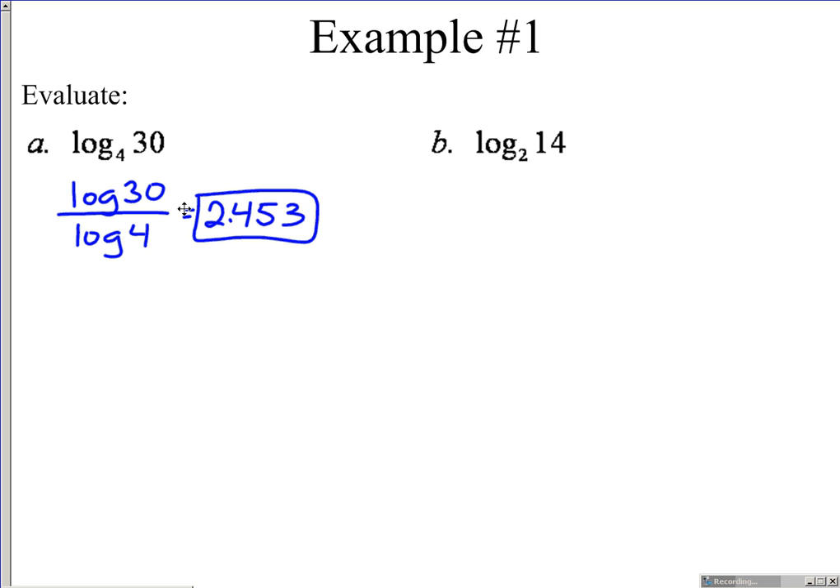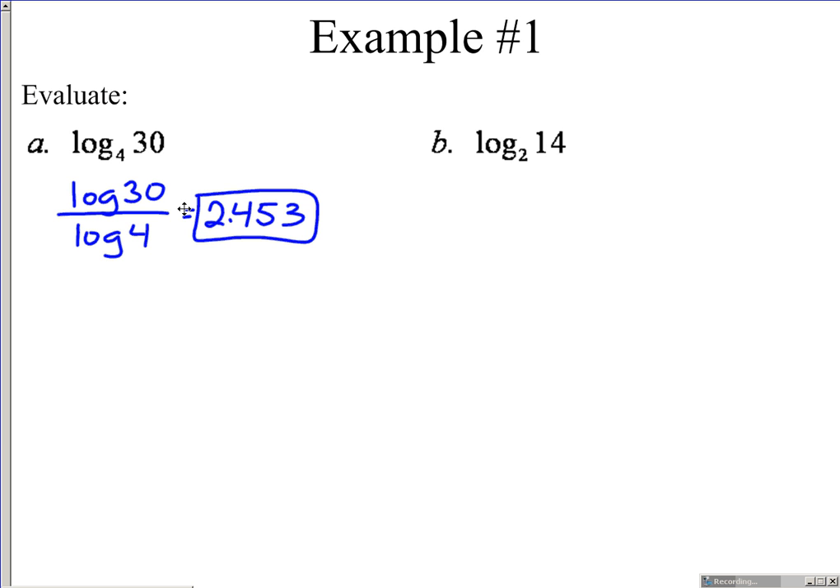Again, keep in mind what we just found. Always understand what you are doing when you are working with logarithms. Remember, a logarithm is an exponent. So anytime we hit the log key on the calculator, remember you're finding an exponent. In this case, we just found the exponent that goes on 4 to equal 30. In other words, 4 raised to the 2.453 power equals 30.